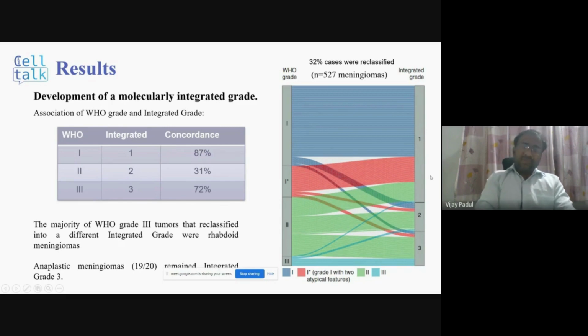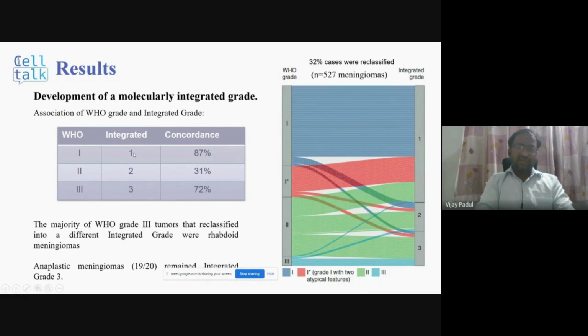So this shows why there was inconsistency with the WHO grade in the prediction of recurrence of the tumor. Some of the grade 1 can behave aggressively also, and some of the grade 3 can behave in a benign fashion also. So here this shows the concordance of WHO grade and the integrated grade, and they show most of the classification was maintained.